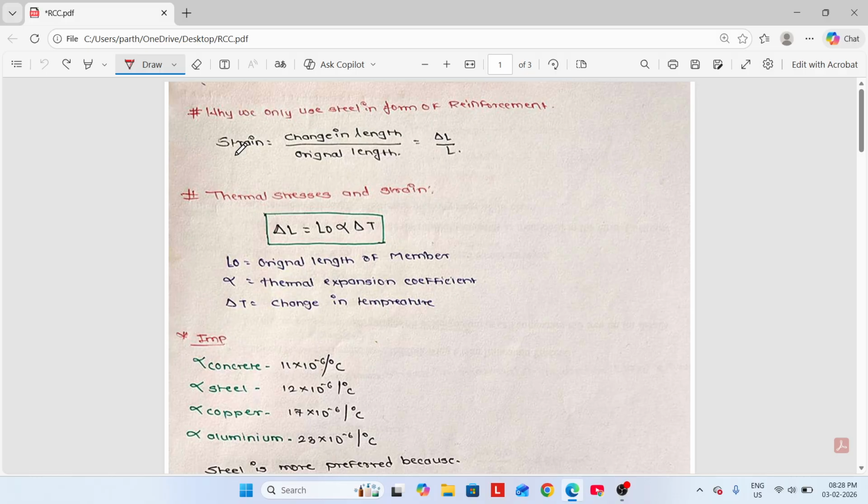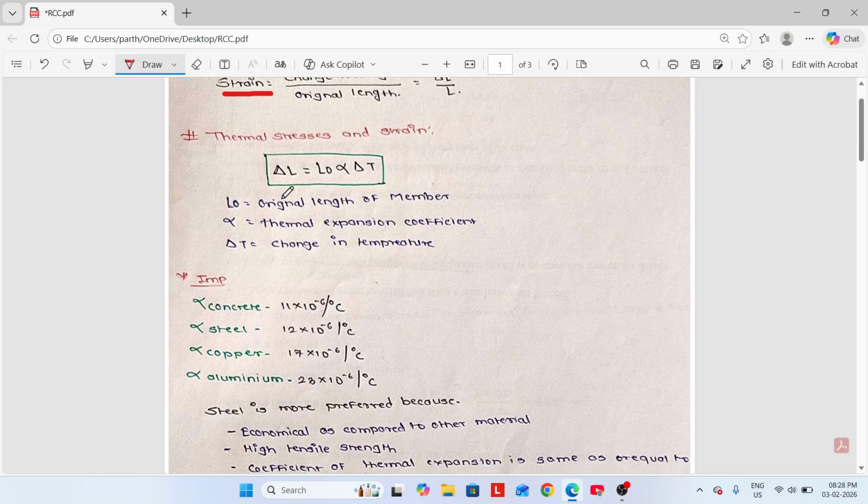So we can say that strain is equal to change in length upon original length, or delta L upon L. The next term is thermal stresses and strain. Here we can see delta L, or the change in length. Change in length is equal to original length into thermal expansion coefficient and change in temperature.